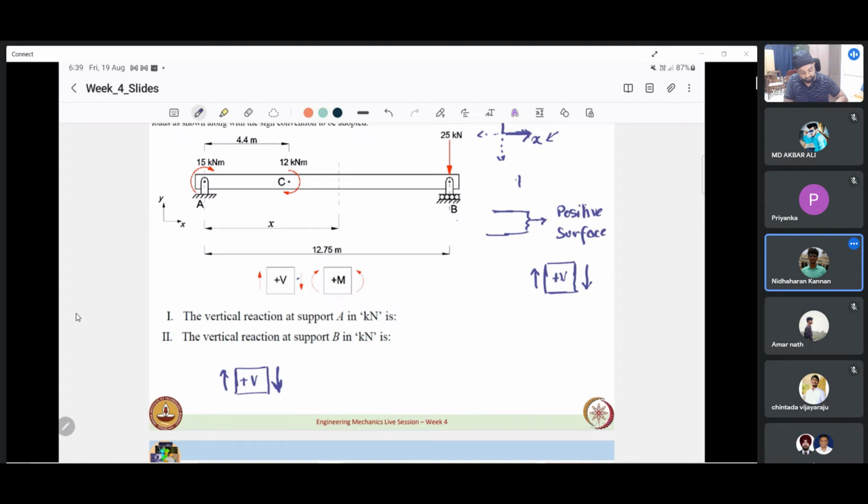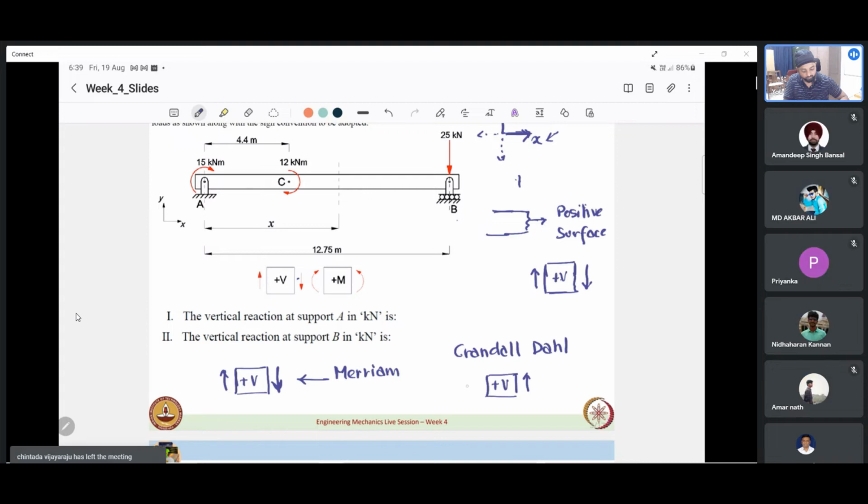This is what is given in Meriam, the book we are following for this course; this is the sign convention given for the shear force. Whereas if you go to higher studies, that is strength of materials and higher courses, books like Crandall and Dahl have the shear force convention opposite to what was considered here, which is the reason why the professor has discussed both these sign conventions in detail. The idea is that if you are given a sign convention, you must be able to develop the shear force diagram according to that sign convention.